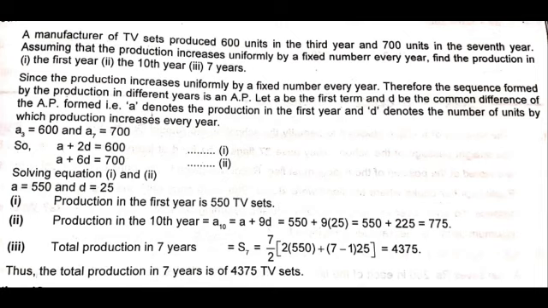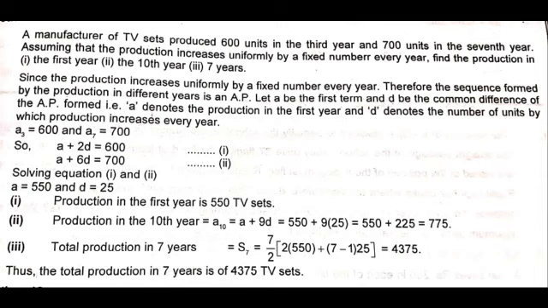So from the information given, since the production increases uniformly by a fixed number every year, the sequence formed by the production in different years is an AP. Let A be the first term and D be the common difference of the AP here formed. That is, A denotes the production in the first year and D denotes the number of units by which production increases every year.